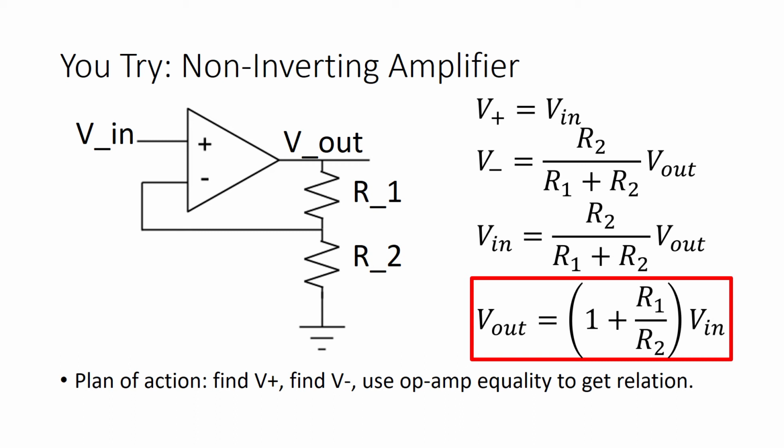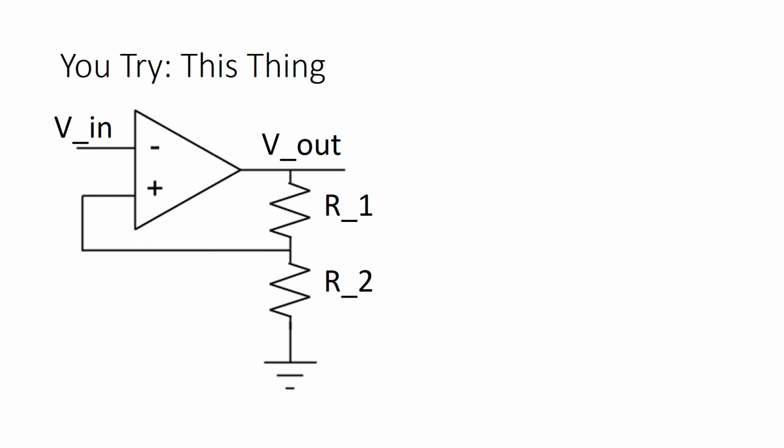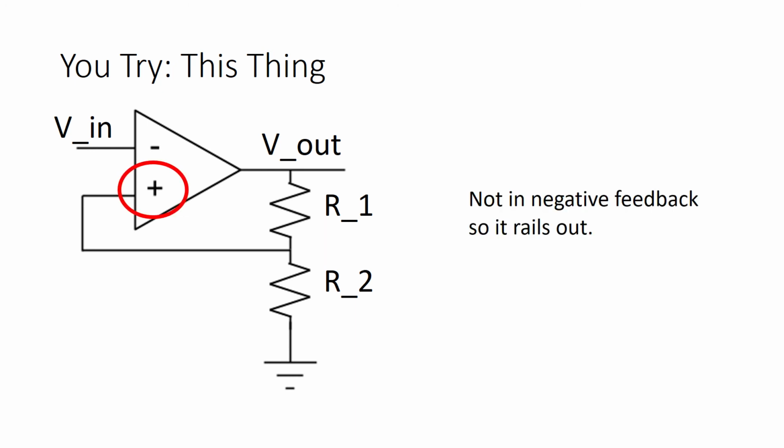You'll note that this value is positive for any resistors that you can pick, which is why this is called a non-inverting amplifier. One last bit of practice for you, which is a little bit of a trick question, but worth your time. Take a minute to try to find the gain of this circuit too. So the trick is that there isn't a gain for this circuit, it's just going to rail out. This is not in negative feedback, so the output should just fly to the positive or negative rail.